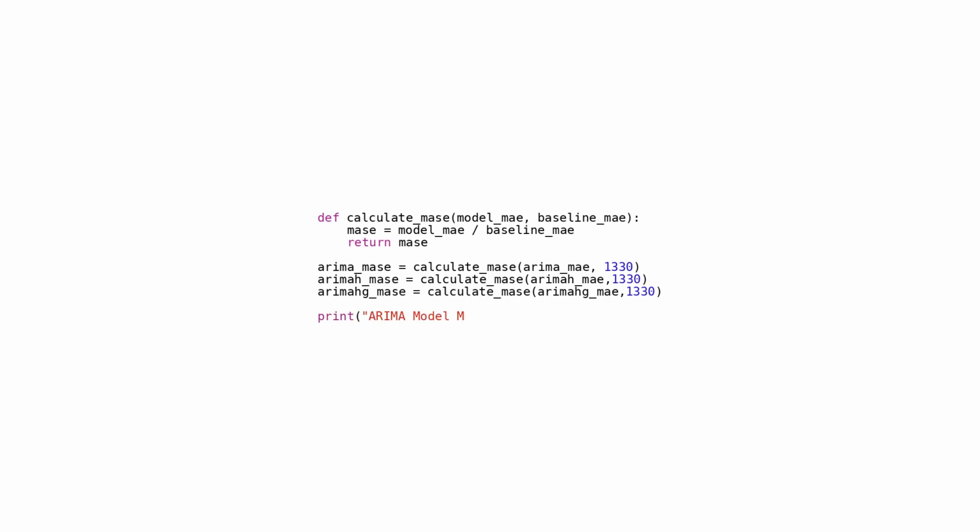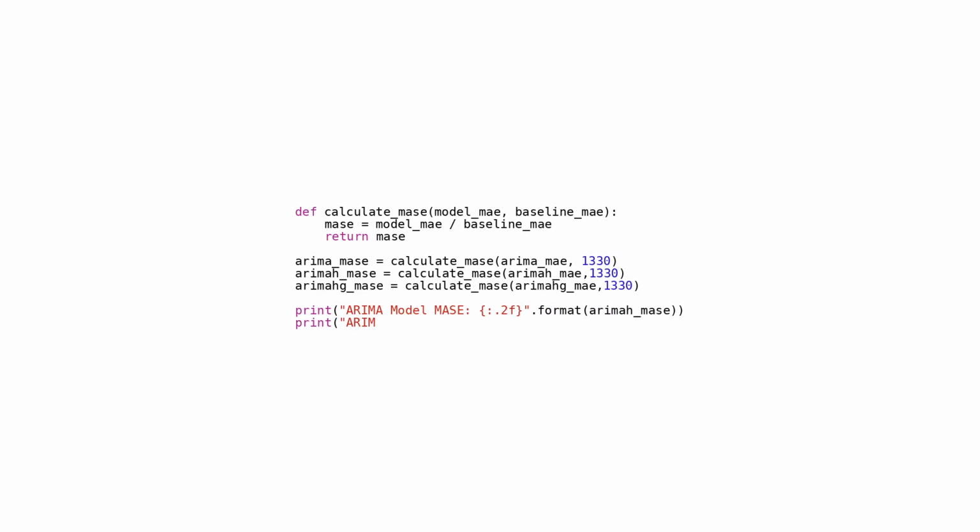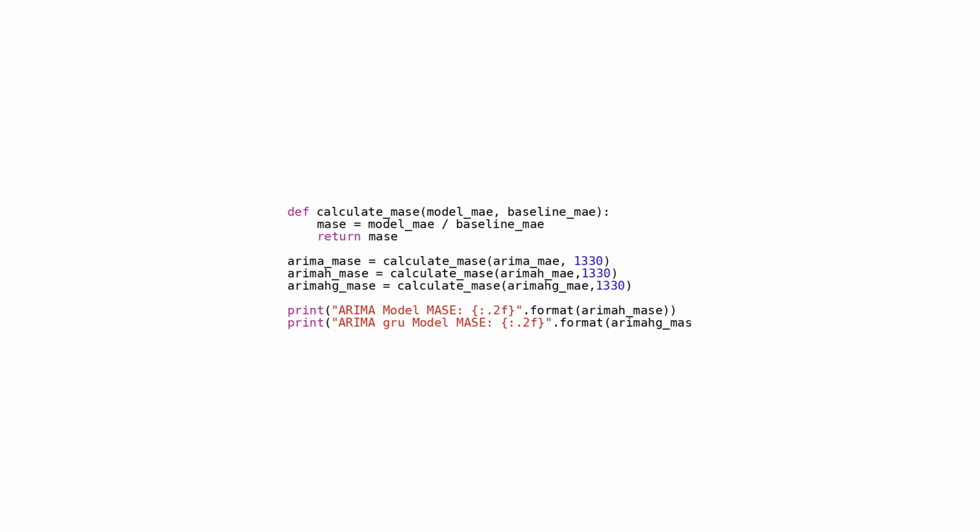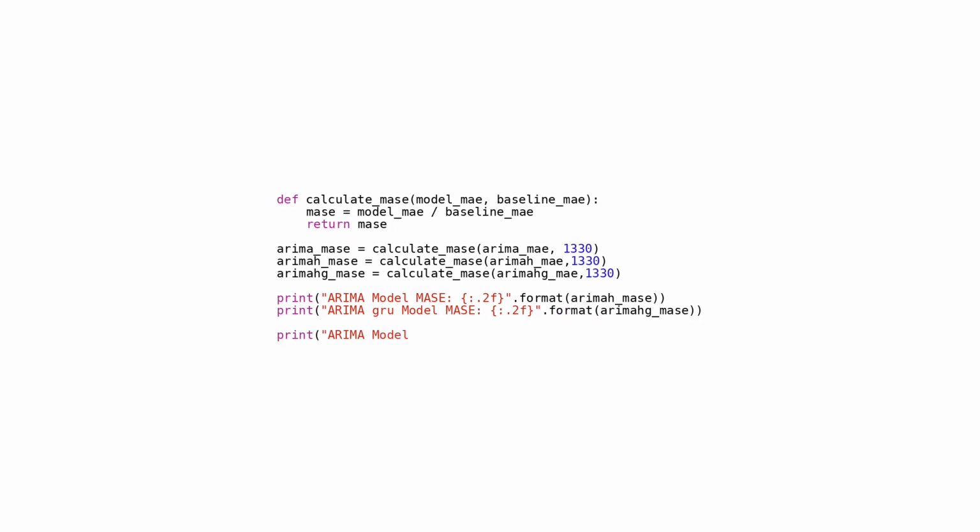MASE is obtained by dividing the model's MAE by the baseline's MAE, providing a measure of the model's accuracy in comparison to the baseline. The snippet then uses this function to calculate the MASEs for 3 different models: ARIMA and the two hybrids, using their respective MAE values and a fixed baseline MAE of 1330. The resulting MASE values are then printed, correctly rounded to 2 decimal places. However, an error is present in the print statements, with the labels for two of the models being the same, indicating a possible mistake during copying and pasting. It is essential to use the correct model names to ensure proper labeling of the MASE values.